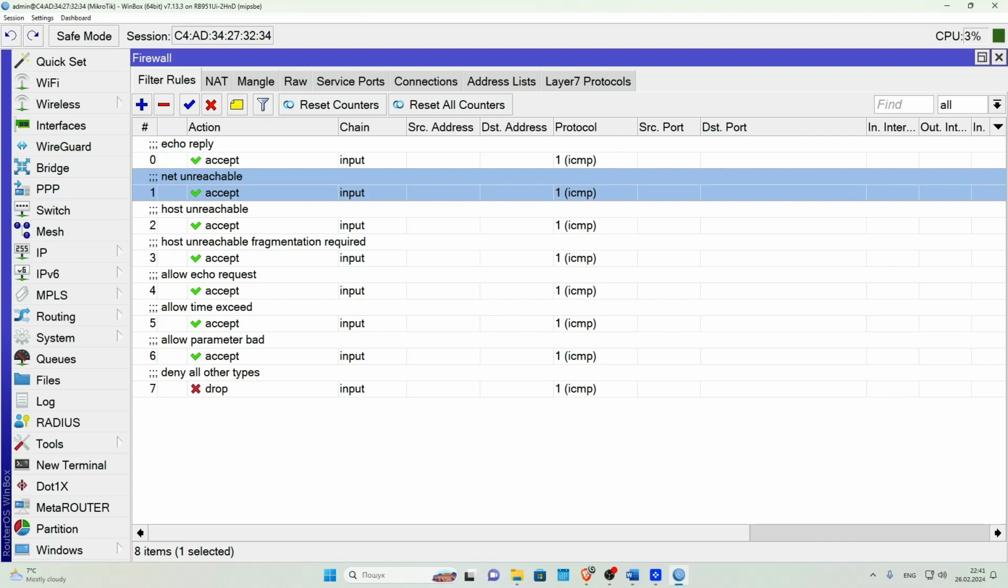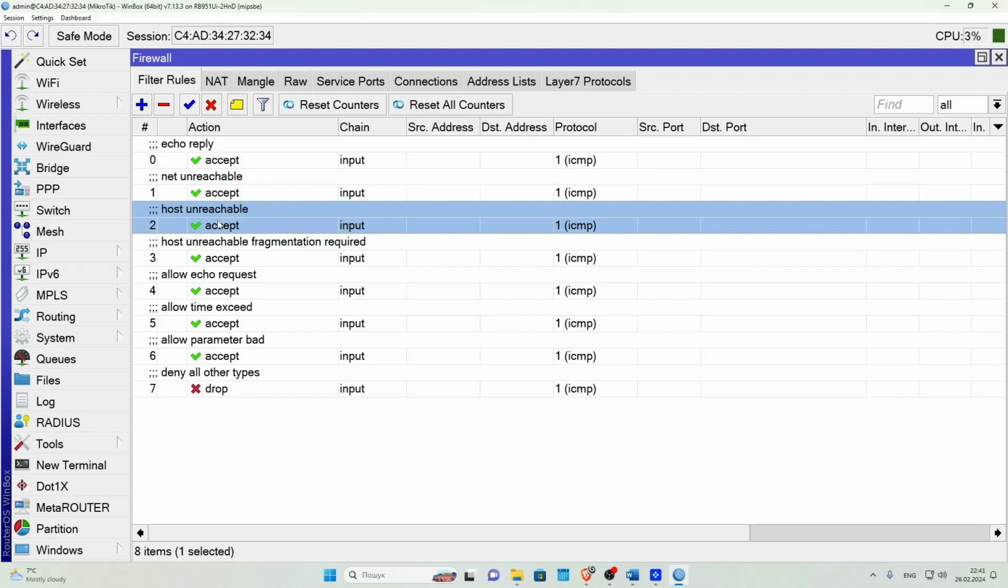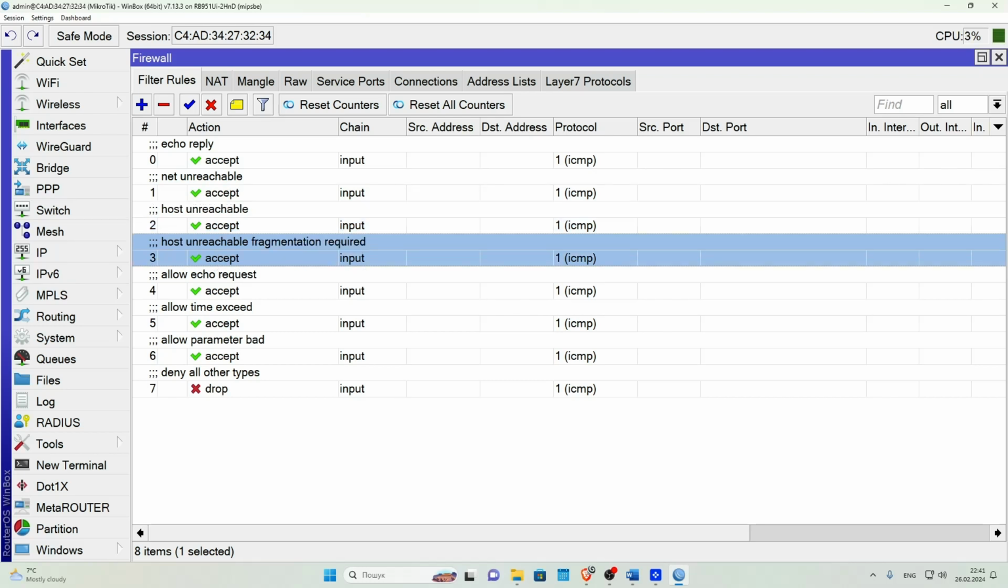This packet indicates that the network the device is trying to reach is unreachable. It's allowed for routing error handling. Destination host unreachable, 3:1. This packet indicates that a specific host on the network is unreachable. It's also allowed for routing error handling. Host unreachable, fragmentation needed and DF set, 3:4. This packet indicates that fragmentation is needed, but fragmentation is prohibited, DF set. It's allowed for routing error handling.